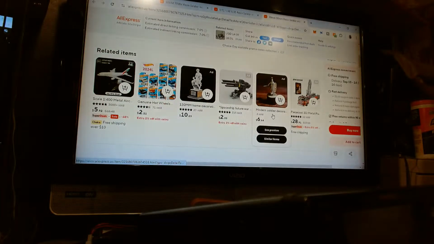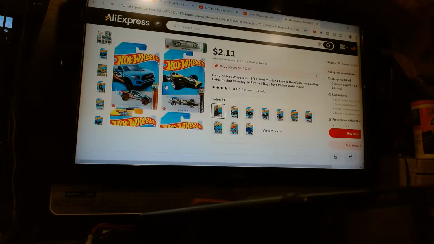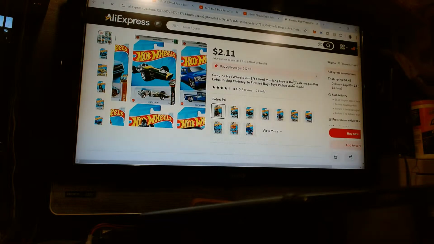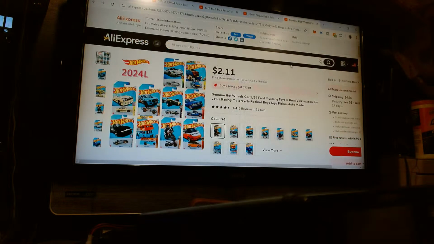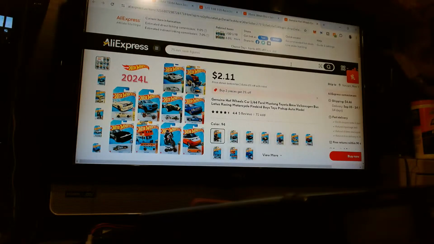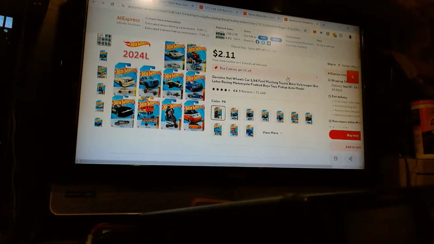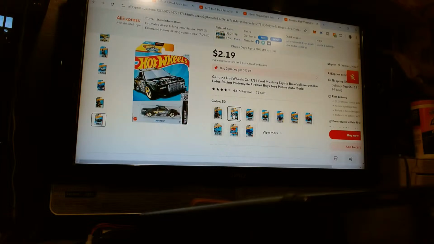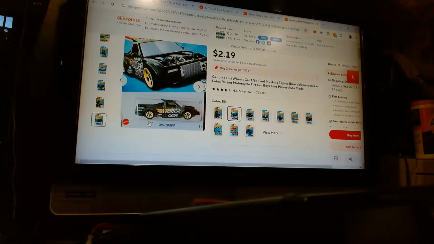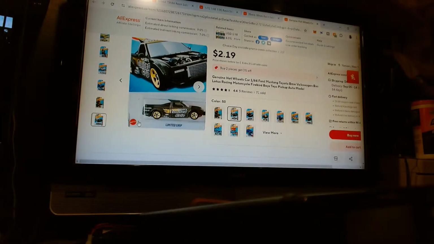Okay. And then let's go to Hot Wheels. Let me see some Hot Wheels. So AliExpress Hot Wheels are here, 1/64. Okay, Hot Wheels is 1/64. Yeah, 1/64, that's right. I was wrong about the scale. So that's 1/64, my bad. I was talking about 1/87 scale. That's only 1/64. Okay.